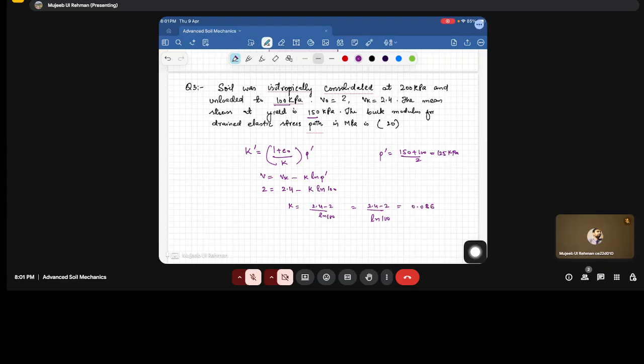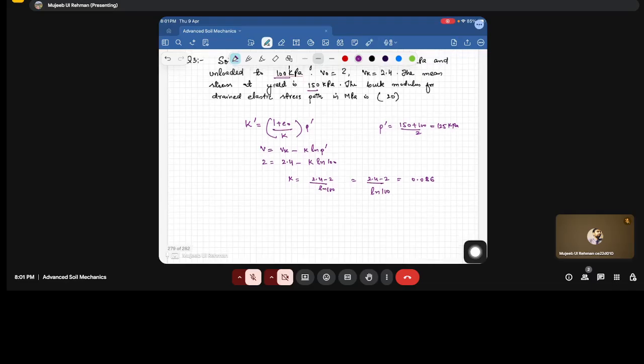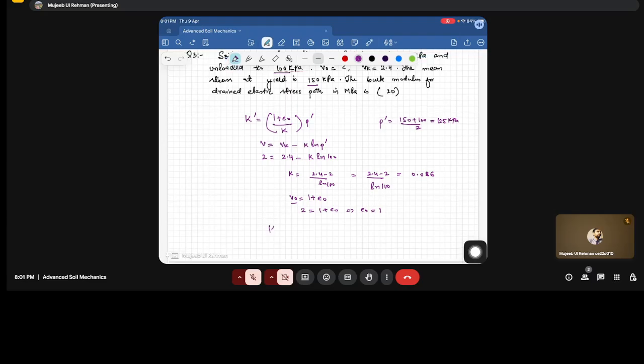It will be equal to 0.086. Correct? Now, what is missing? e naught. We know that specific volume is equal to 1 plus e naught. So specific volume is 2, V naught is 2, 1 plus e naught, which implies e naught is equal to 1. So we can now determine K dash is equal to 1 plus 1 divided by kappa, 0.086, divided by P dash. Fine. It's P naught dash, sorry, corresponding to the initial state.